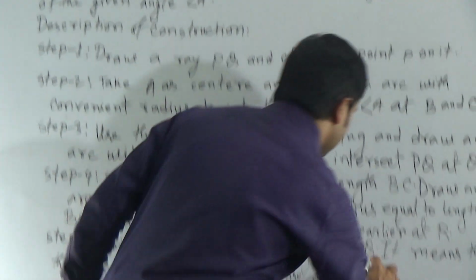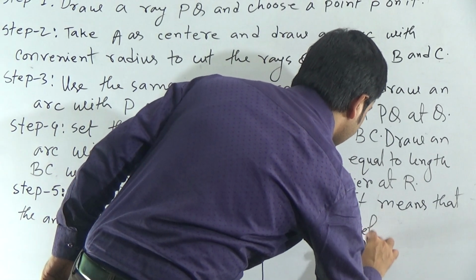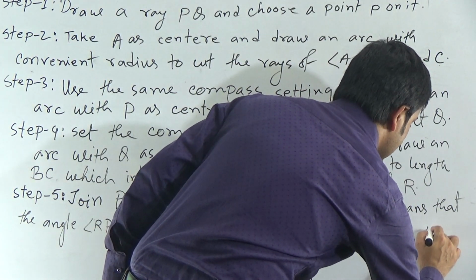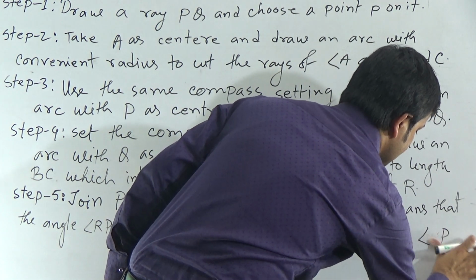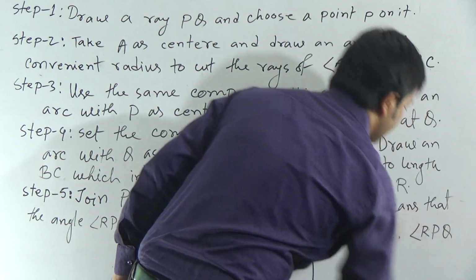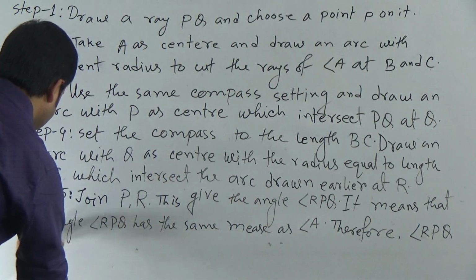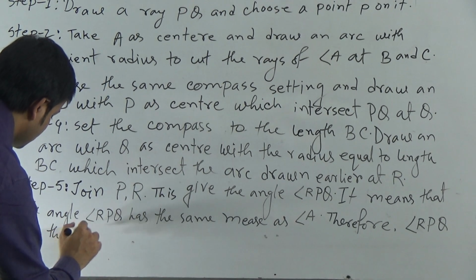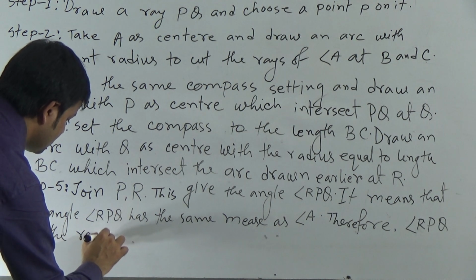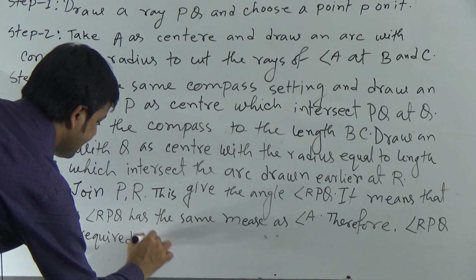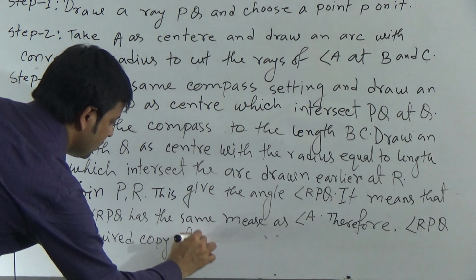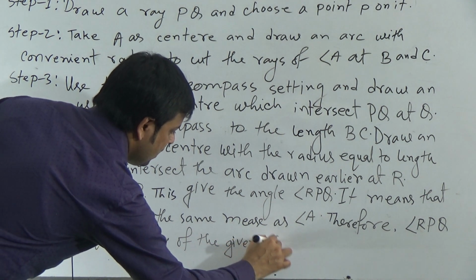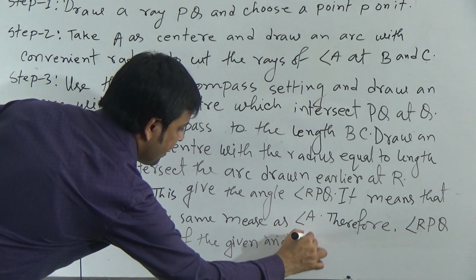So we can write therefore angle RPQ is the required copy of the given angle A.